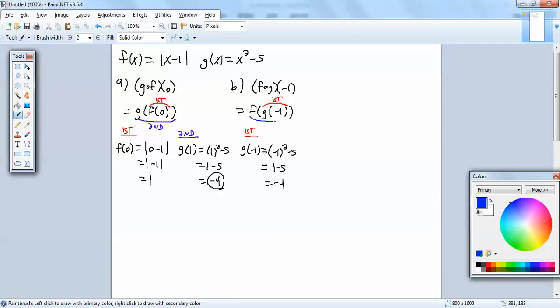And then second, we're going to focus on the outer. We now know what g of negative 1 is, so I can replace the g of negative 1 inside here with negative 4. So we're really finding f of negative 4. And f of x is the absolute value of x minus 1, so we're going to have the absolute value of negative 4 minus 1, which is the absolute value of negative 5, which gives us a positive 5.